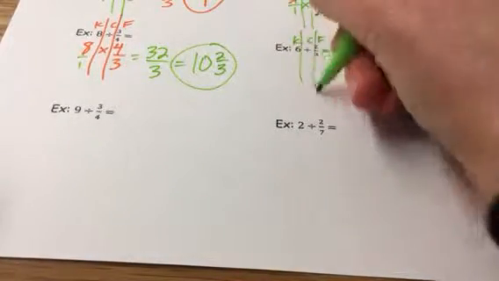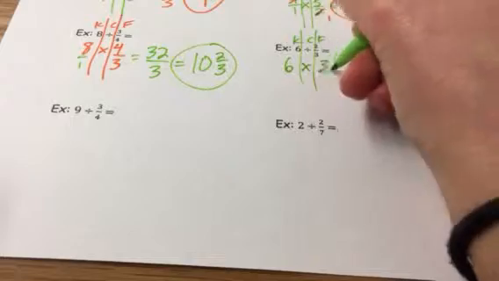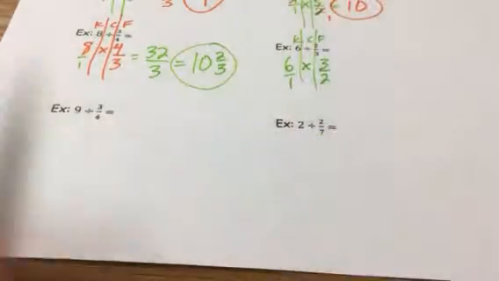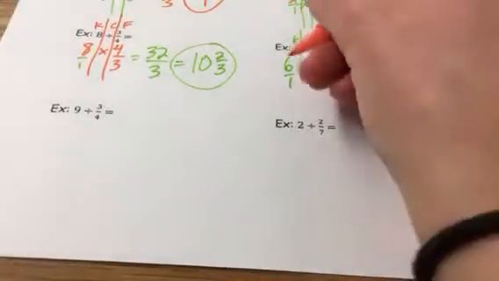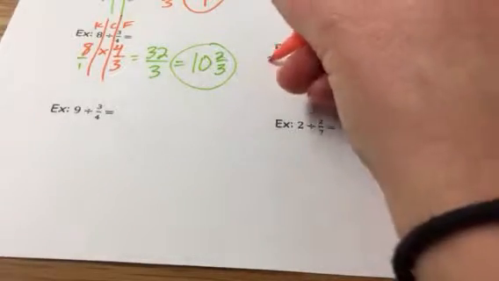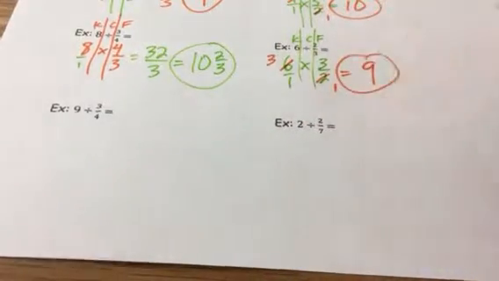We're going to keep, change, flip. And this is going to be 6 times 3/2. Put that over 1. We can cross simplify to make life a little bit easier. 2 goes into 6 3 times. Multiply straight across and we get 9.